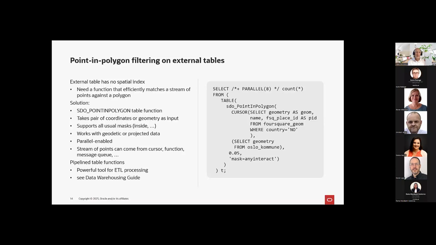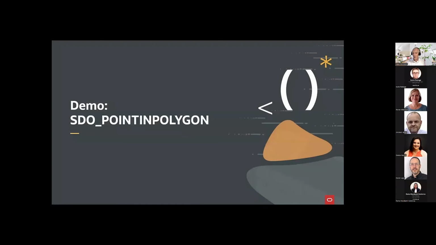In this case, that SDO point in Polygon comes with two different signatures, right? One is for working on input streams with X and Y coordinates, which is what we have here with the external table. The other one is operating on SDO geometry. So you can actually use this function quite nicely, not only on your external tables, but also on regular tables or views. And Renee, I think you have a little demo on how that works.